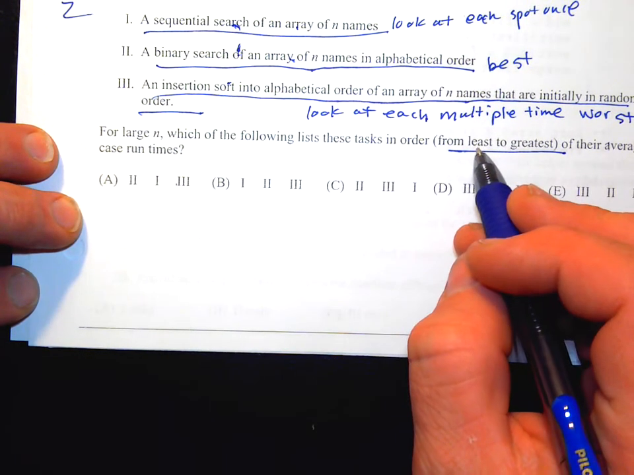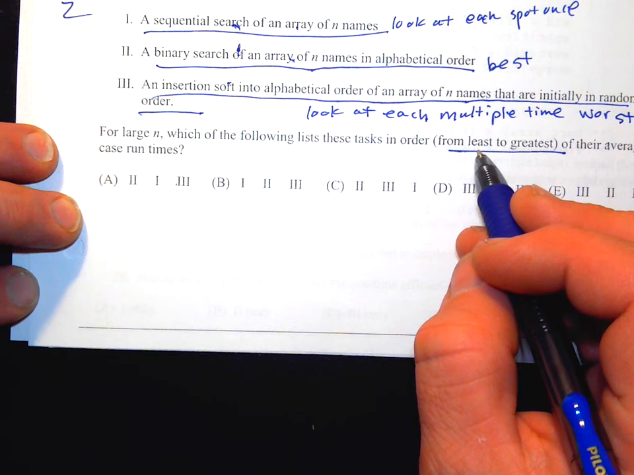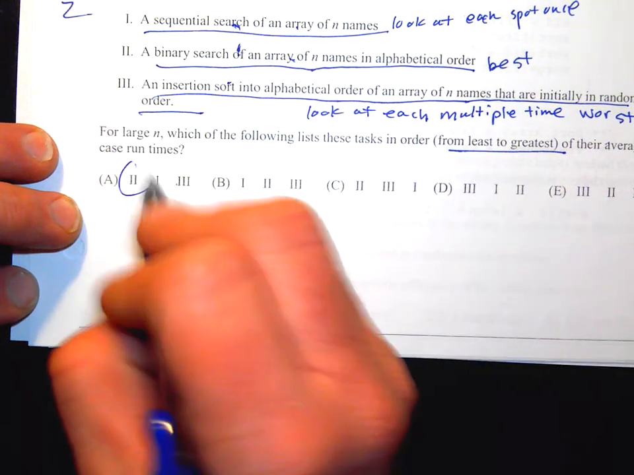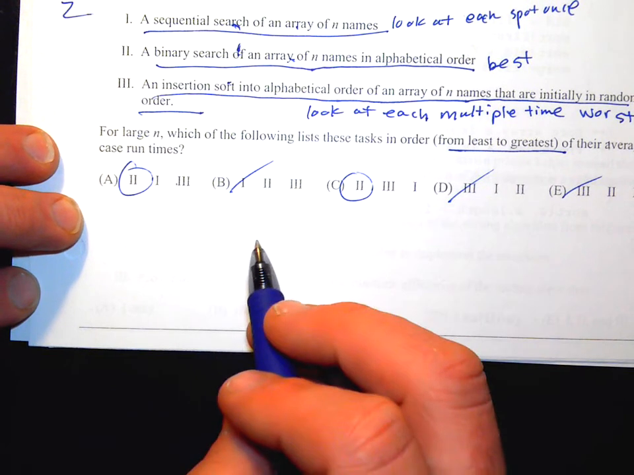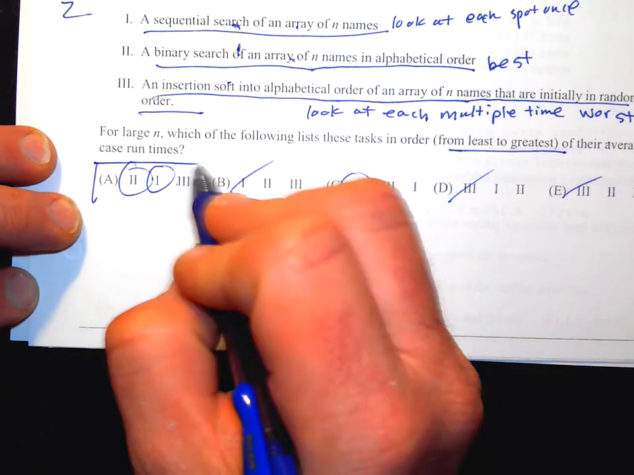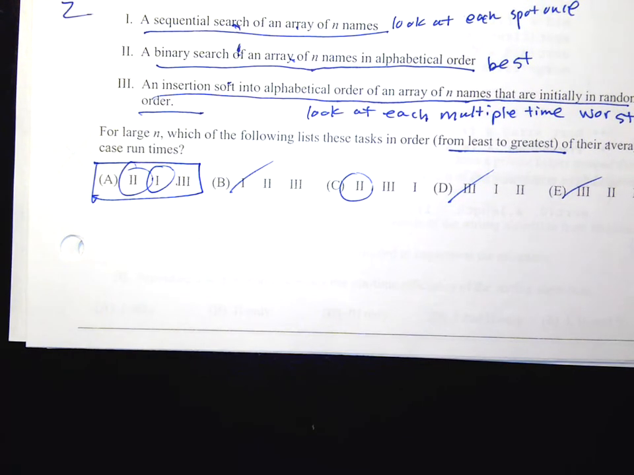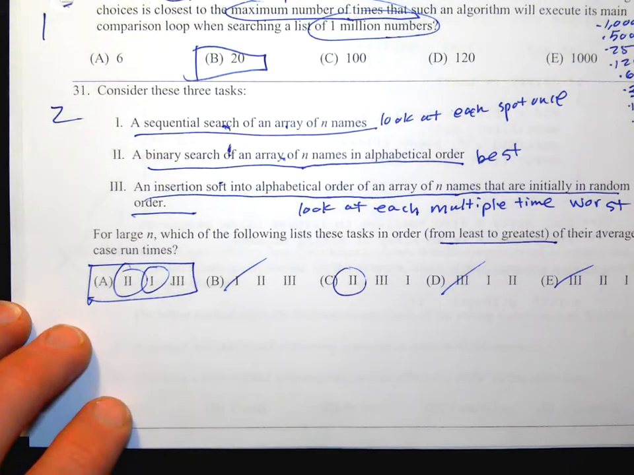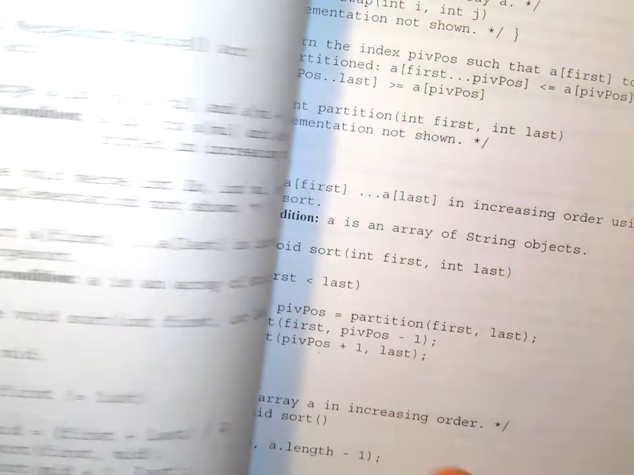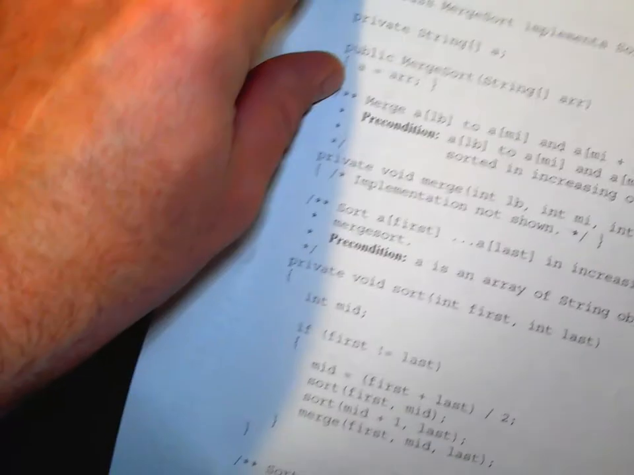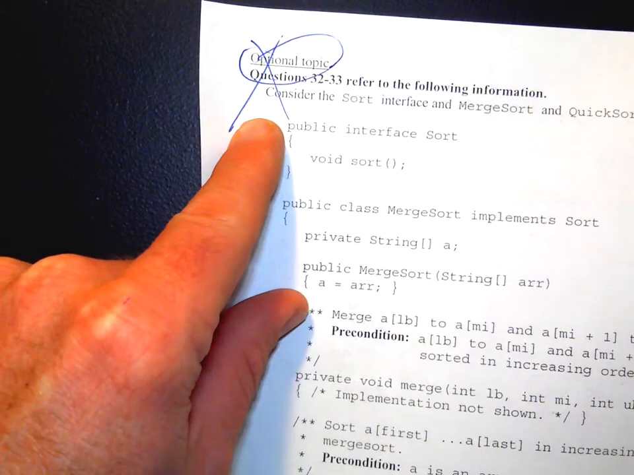So least to greatest average case time. So we want 2 to be the first one. So that gets rid of that, and that. And then we want 1 and then 3. Okay, 20, 32, and 33 are optional. So we're skipping those. Skipping to the last page.